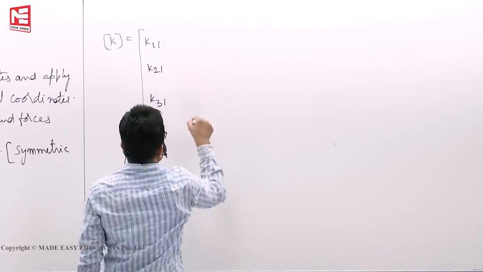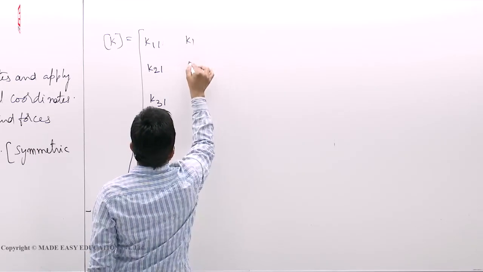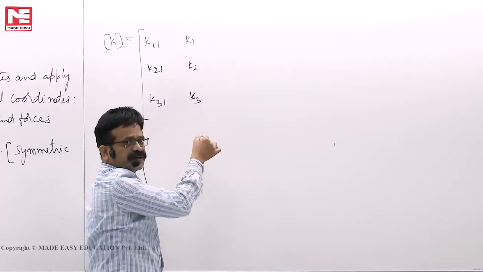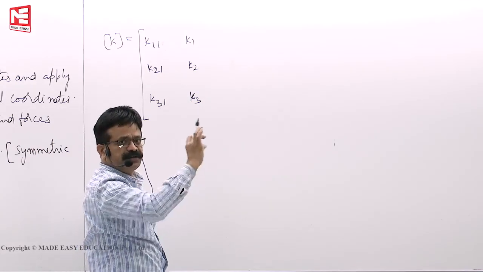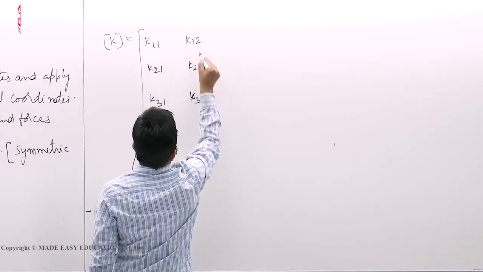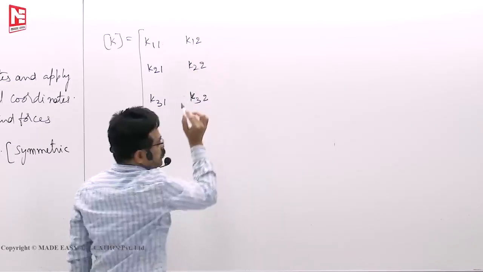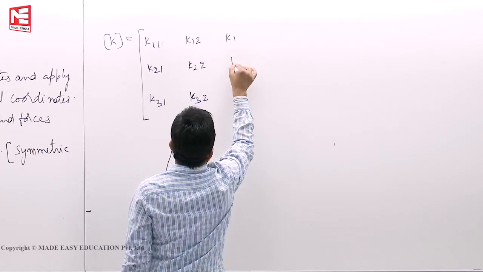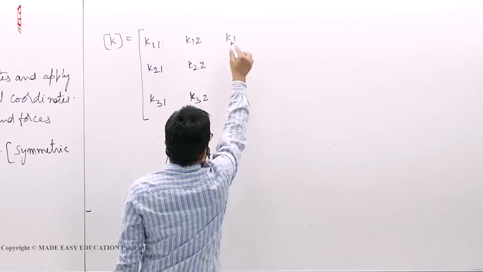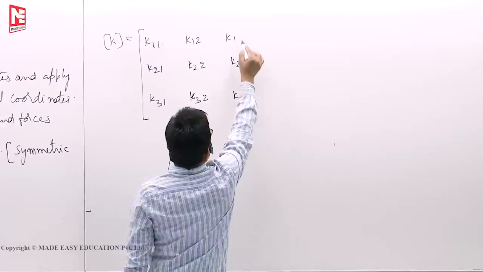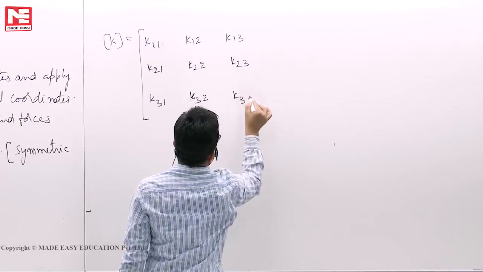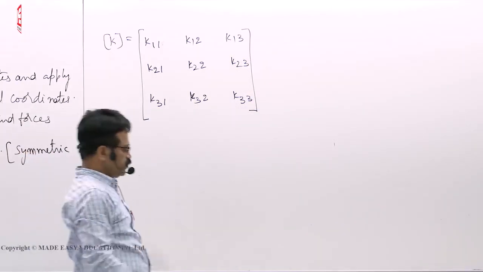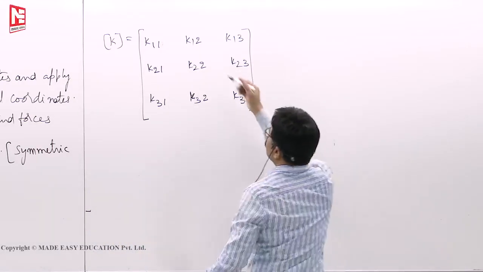Second column, forces at all coordinates are like this. K1, K2, K3. These are all the forces developed at all coordinates, but because of what? Unit displacement at coordinate 2. Second subscript tells you where the displacement is applied. Next, third column. These are all the forces developed at all coordinates, but because of what? Unit displacement at third coordinate. Like this.